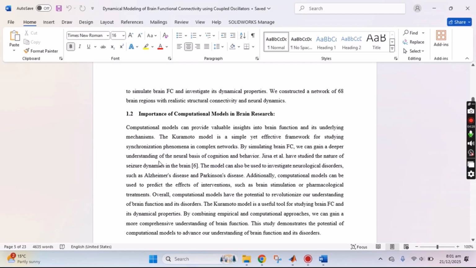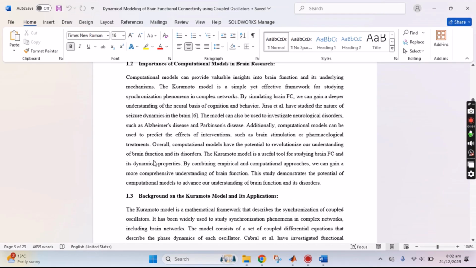Here is the importance: we need to implement and understand the synchronization phenomena in complex networks, and we also need to investigate neurological disorders such as Alzheimer's disease and Parkinson's disease. Additionally, the computational model can also predict the effects of interventions such as brain stimulation or pharmacological treatments.